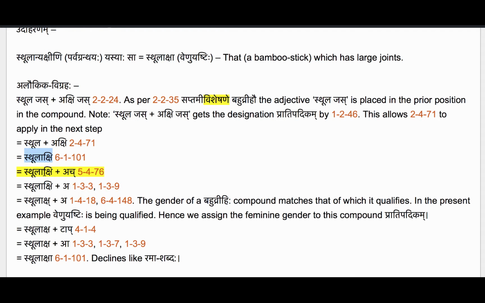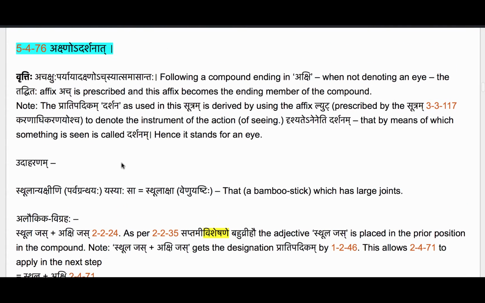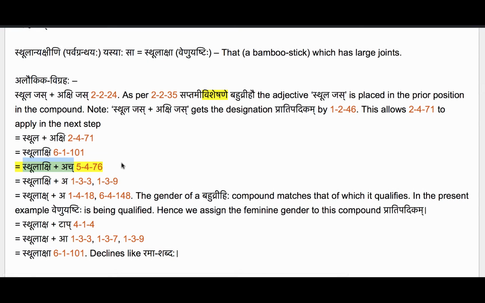At this point we can apply the sutram 5.4.76 because we do have akshi at the end of a compound, and here akshi is not denoting an eye. So we add the samasanta pratyaha ach. The ending letter cha of this affix ach is an it by 1.3.3 halantyam, and takes lopaha by 1.3.9 tasya lopaha. The angam sthulakshi gets the bha sanya by the sutram 1.4.18 yachibham. Then we apply 6.4.148 yasyeti cha to perform the lopa, the elision of the ending letter i of the angam sthulakshi. So now we have sthulaksh plus a, which equals sthulaksha.